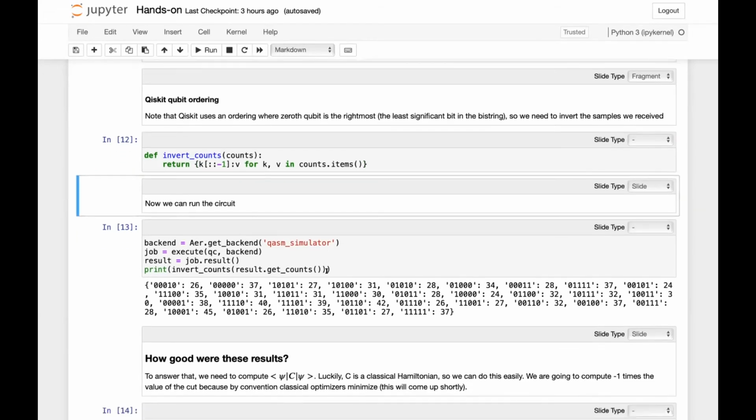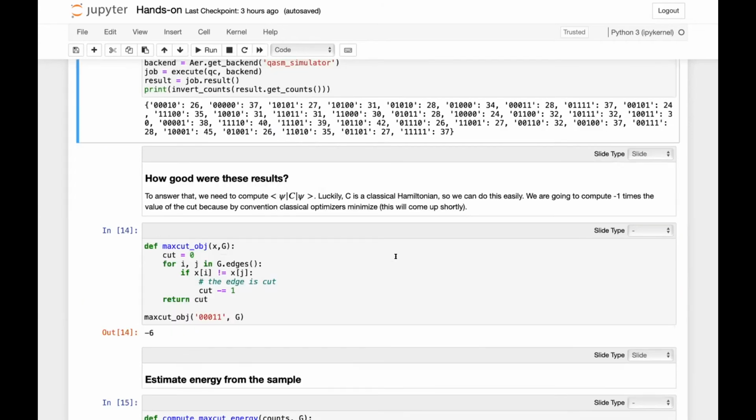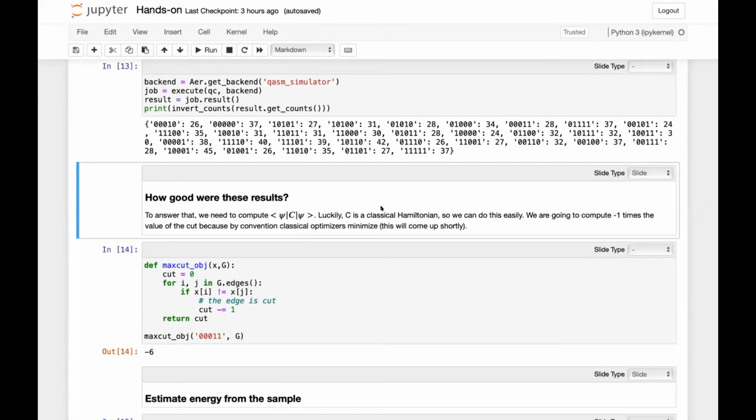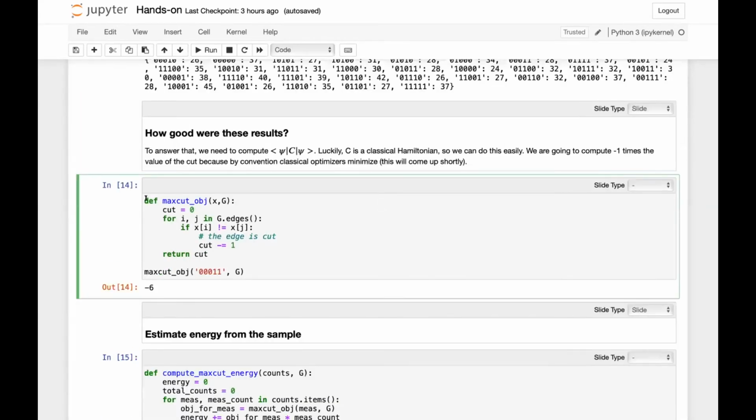But with this out of the way, we can run our circuit on the simulator backend and get the counts. And these are our counts. It looks like random noise because we did not optimize the parameters beta and gamma. We can evaluate the quality of this solution by computing the expected value of the objective function from these measurement outcomes. To do that, we need a function that maps a binary string and graph to the value of this max cut objective, which is this. Simply, it adds 1 to the cut if the 2 bits corresponding to a given edge are not equal.